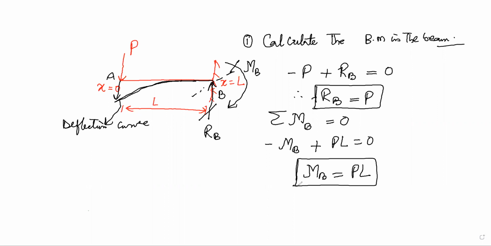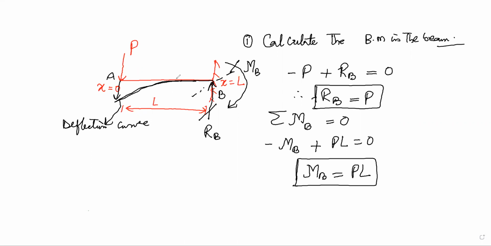MB becomes equal to PL. So now I'm obtaining the value of RB, and I'm obtaining the value of PL. That's okay. After this, I will obtain the bending moment at any point within this beam.